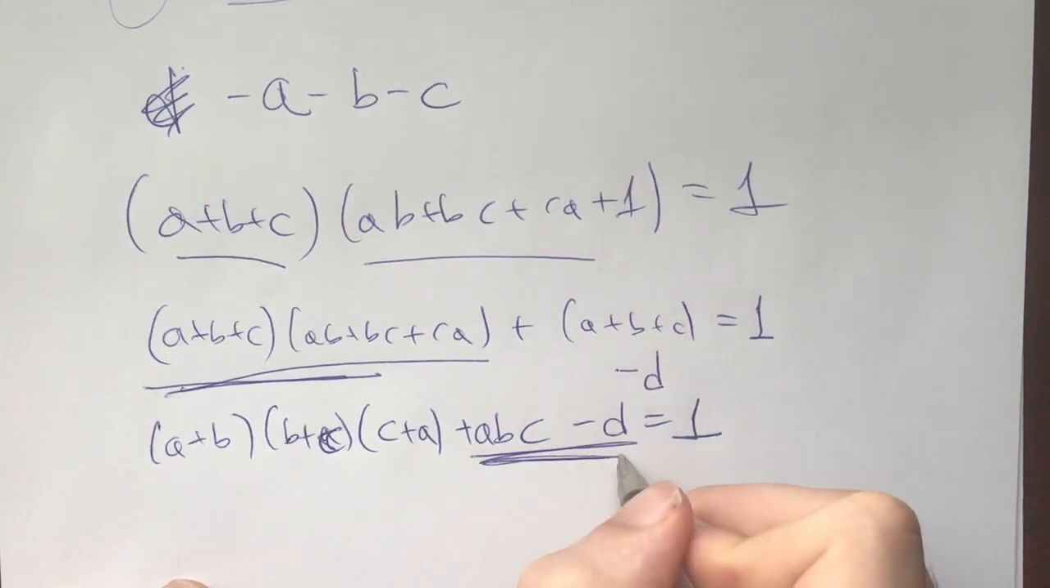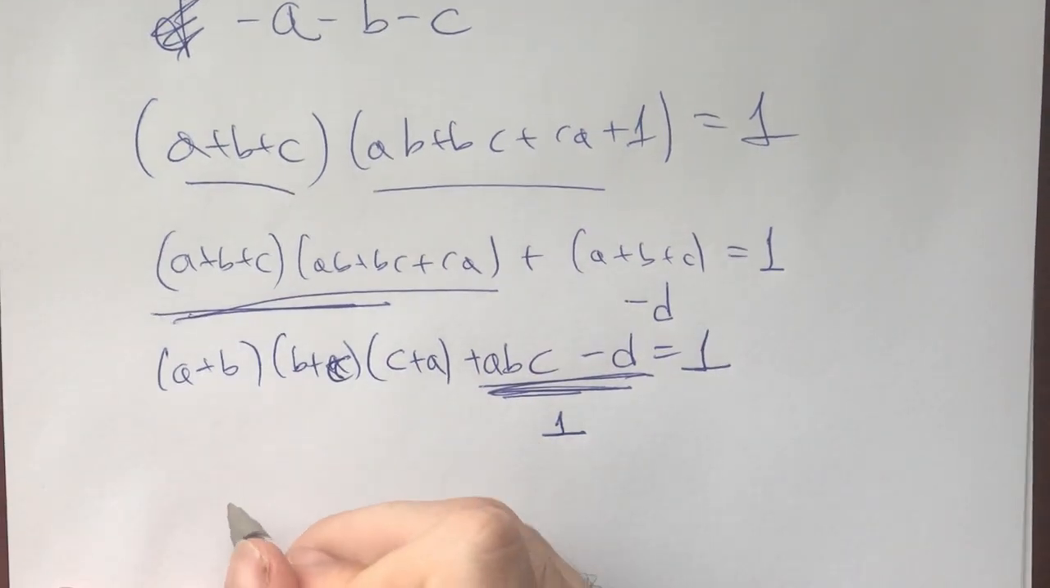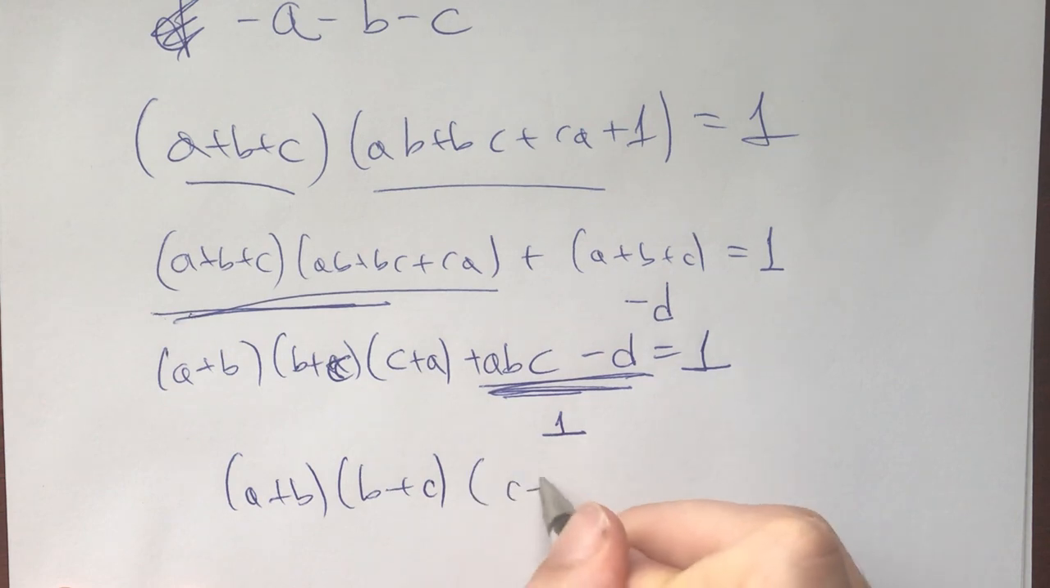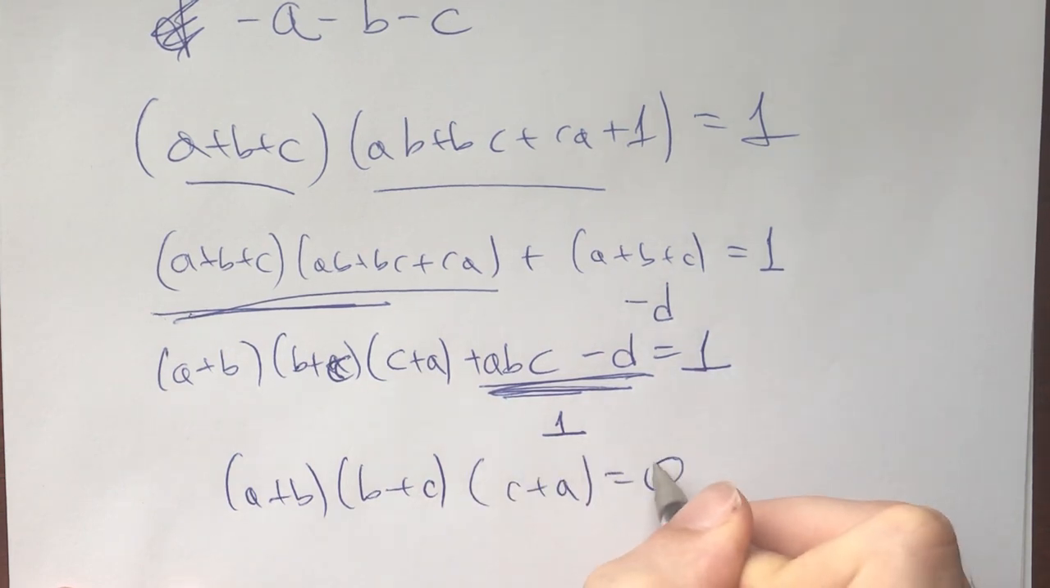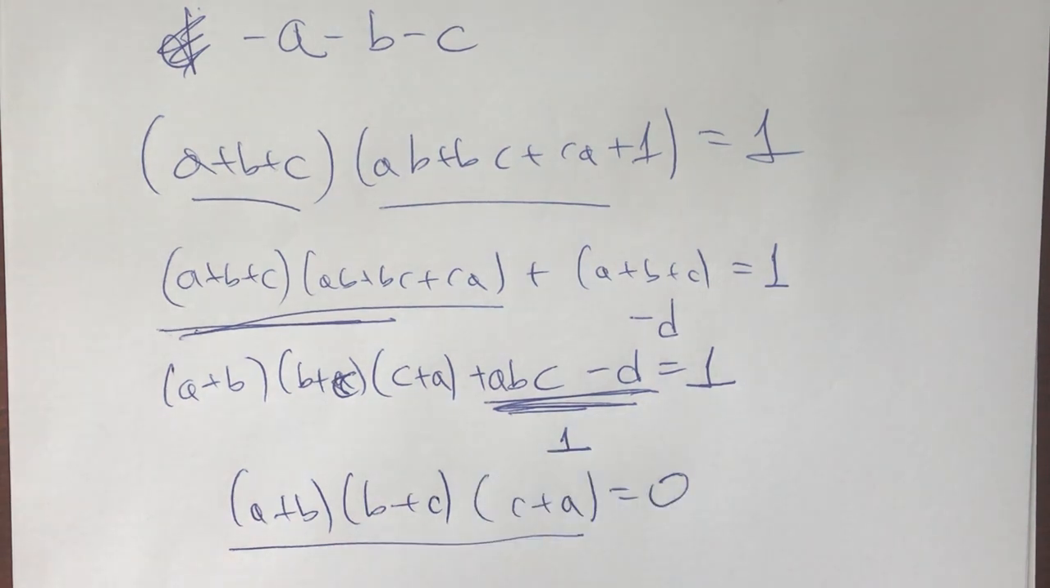And now because abc minus d is equal to 1, that implies that a plus b times b plus c times c plus a is equal to 0. And now this actually looks to be very, very useful. And I invite you here to pause for 5 to 10 minutes and play around with it, see if you can push the problem further.